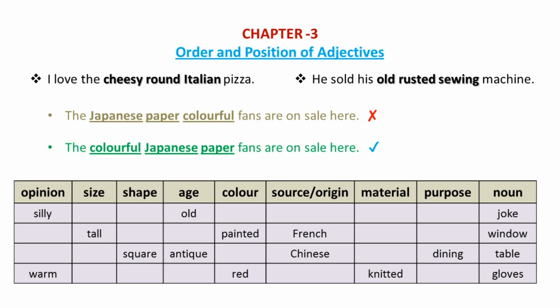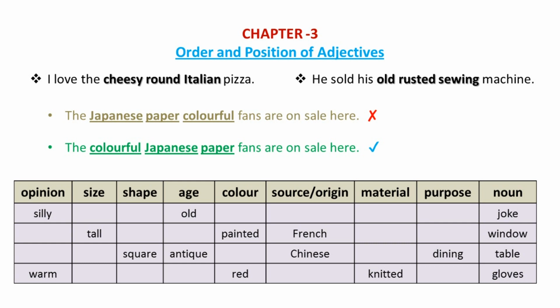Another sentence may be, he bought a square antique Chinese dining table. So square is regarding shape. Then comes the next adjective regarding age, that is antique, that is an old one. Then there is the source, where it is from, Chinese. And then purpose, for what purpose the table is being used. So it is a dining table.